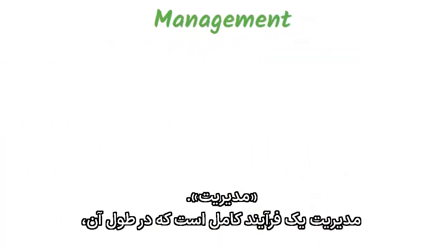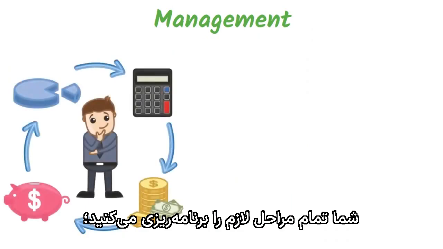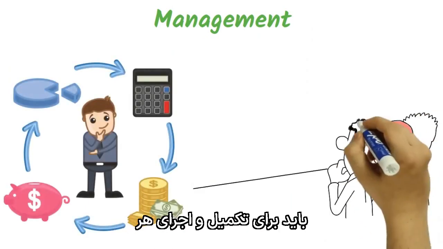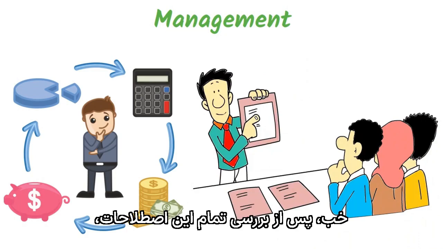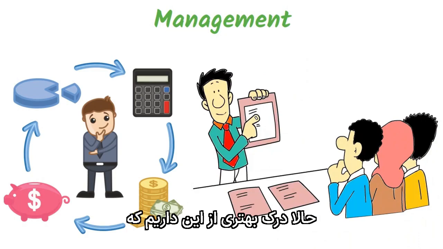This is a complete process in which you plan all the necessary steps which need to be followed by you or anyone to complete the execution of any operation. So after discussing all these terms, now we have a better understanding of what total quality management is. We can understand total quality management as a complete process.